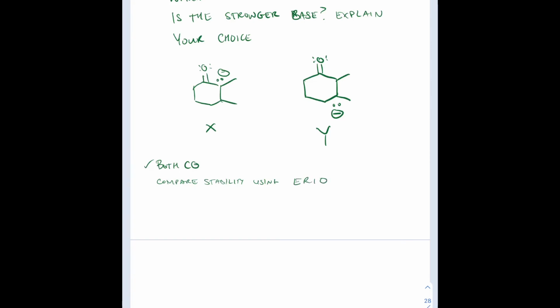And so now what we want to do is compare the stability using element effects, resonance, inductive effects, as well as hybridization, or like what orbital it's on. So the element effect is out. Resonance stabilization is present in X, but is not present in Y. So since X is stabilized, that means it's lower in energy and is a weaker base. So Y is therefore the stronger base because it does not have resonance stabilization. Okay.